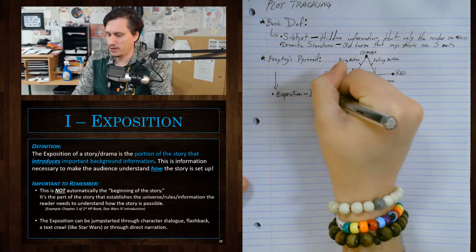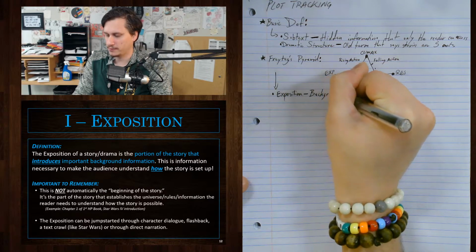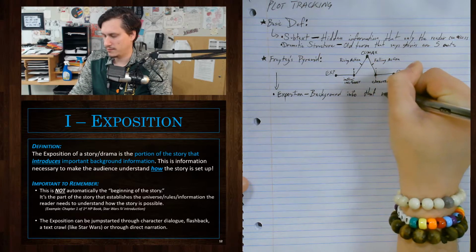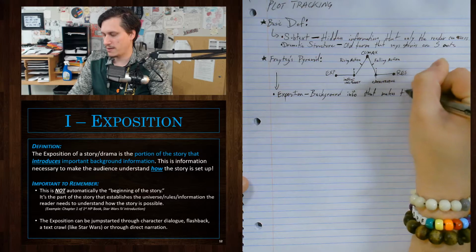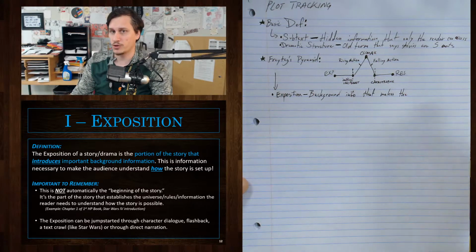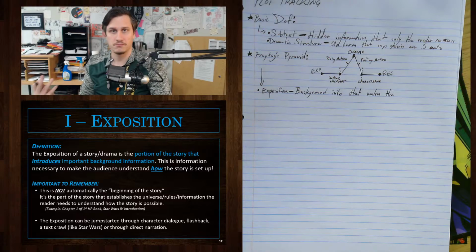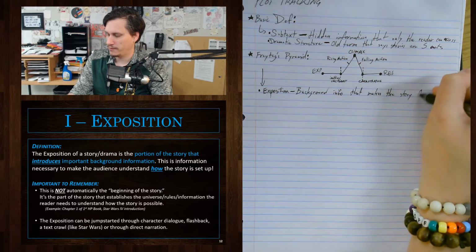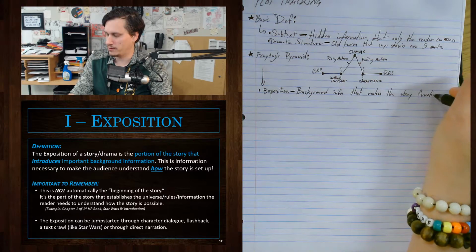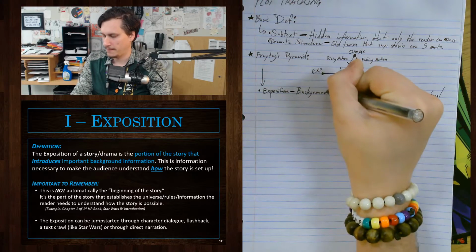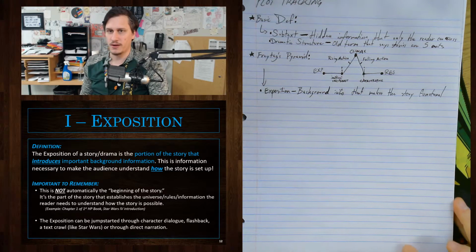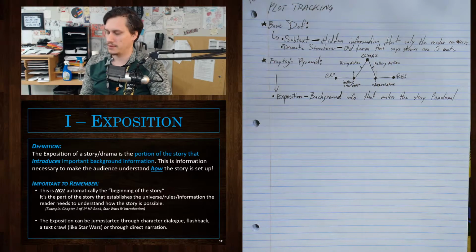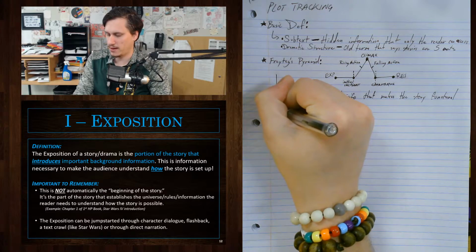So for my definition, I'm going to write down: background info that makes the story possible, makes the story functional, makes the story able to happen, whatever works for you. Background info that makes the story function or functional, whatever you want to say, okay? It's all the same thing. Remember, if you're taking notes and following along with me, you should be taking notes in a way that you understand them. So I'm going to try and summarize all these definitions as best I can.